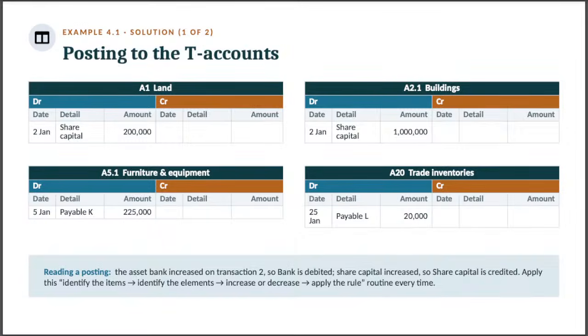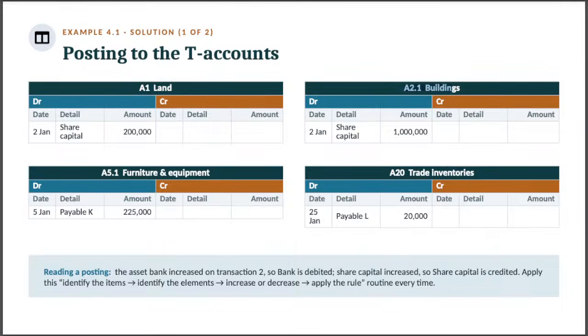Posting to the T account. First of all, we have asset 1, land, January 2nd. Detail: it came from share capital, the amount $200,000 added into this account. We have money for the land here, right? And that was $200,000, or I'm sorry, this is $200,000 worth of land. So this is debited to the land account, and it came from the share capital.